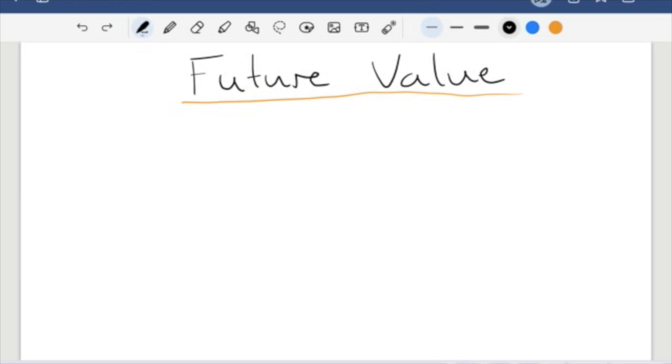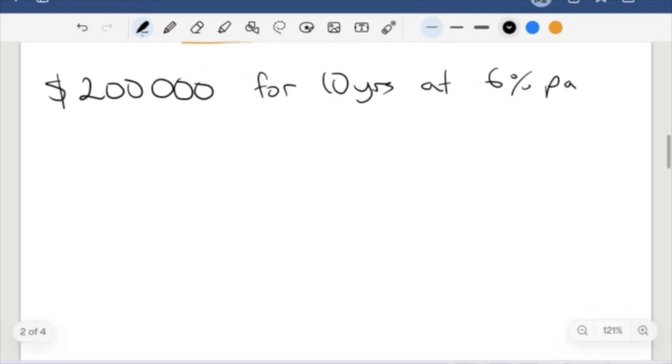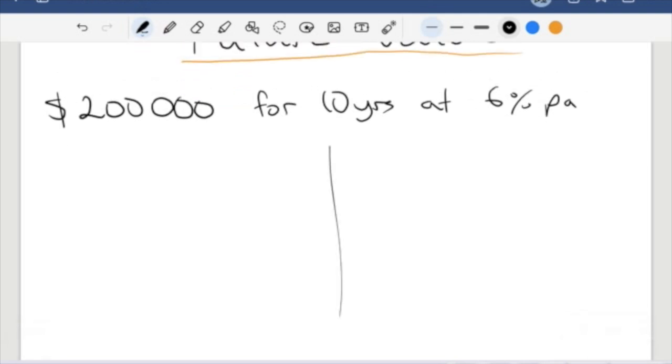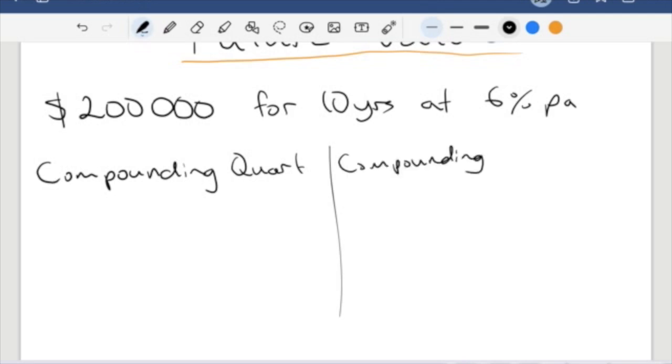Now we're going to look at an example here. So this is a $200,000 investment for 10 years at 6% per annum. Okay, so we're going to look at two cases. The first is something that is compounding quarterly, and another one that's compounding monthly.